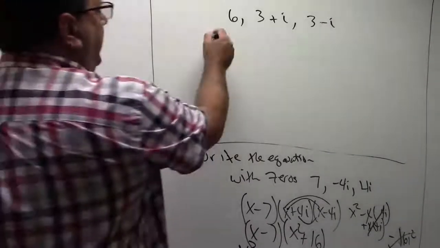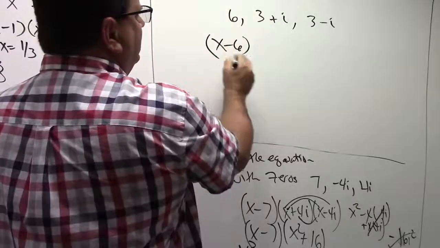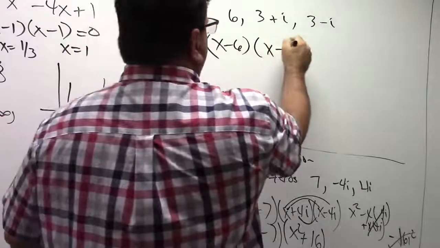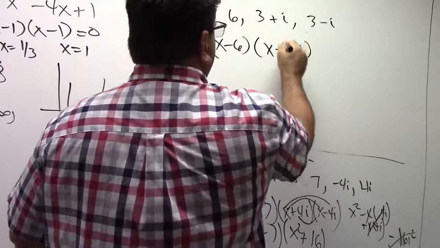All right, so you got x minus 6, yes? x minus 3 plus i?